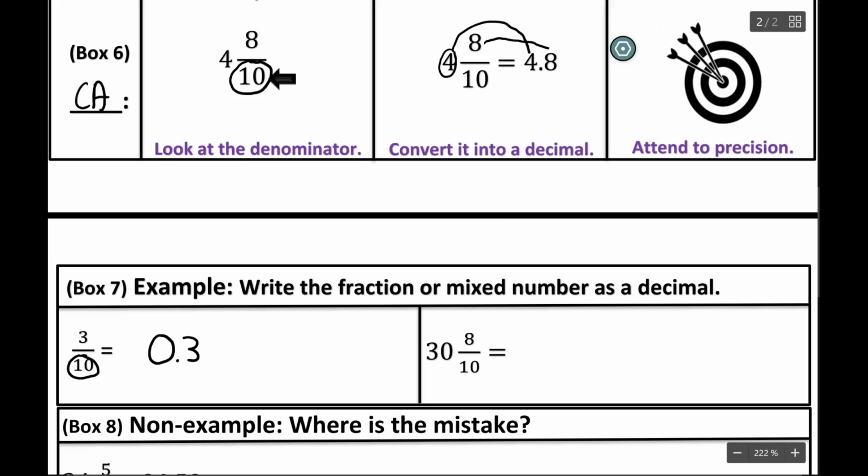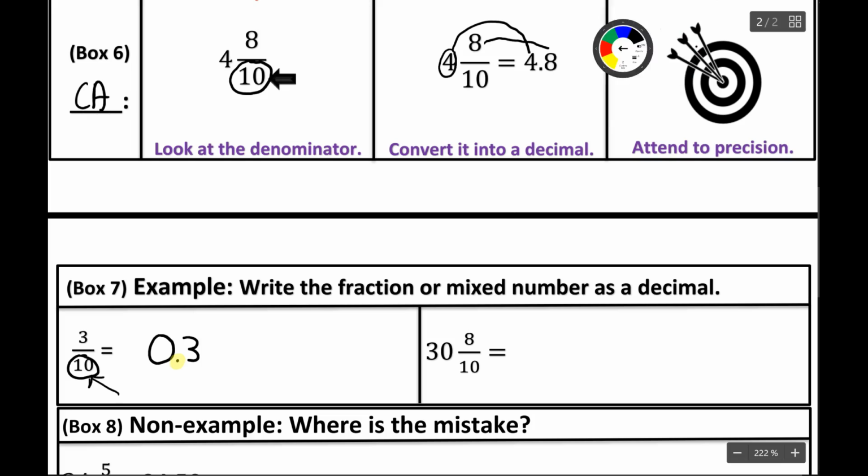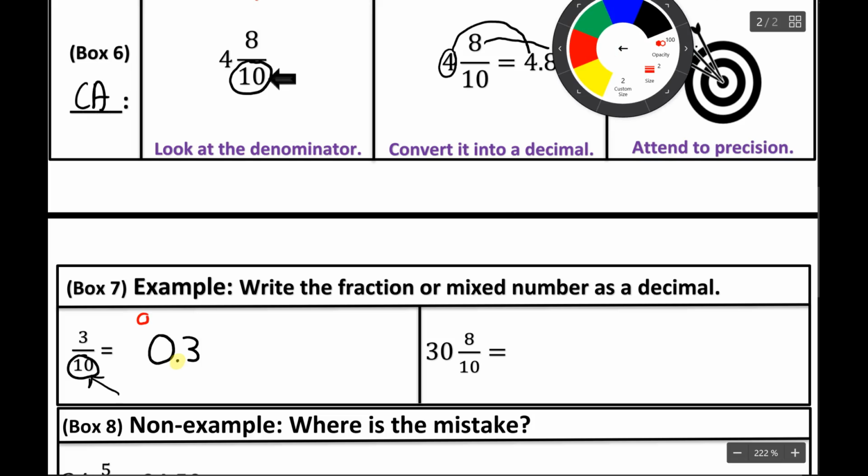Mr. Revel, do I add another 0? No, you do not, because this is in tenths, right? I have 0.3 tenths. How do you know it's in tenths? Because I look at the denominator, and that's a 10. Remember, the decimal point right here is separating the ones from the tenths. So keep that in mind. So I have 0.3.